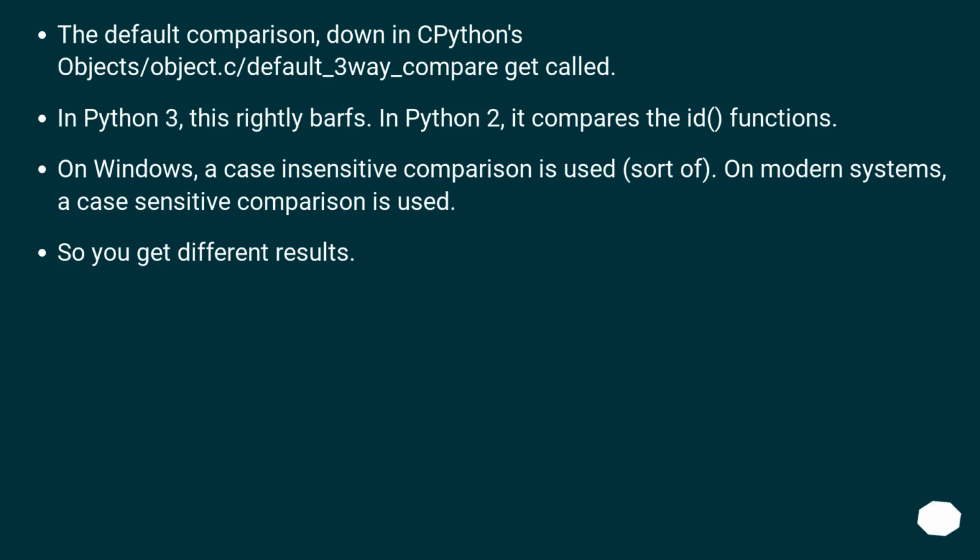The default comparison down in Python's object/object.c default_3way_compare gets called. In Python 3, this rightly barfs. In Python 2, it compares the ID functions. On Windows, a case-insensitive comparison is used, sort of. On modern systems, a case-sensitive comparison is used, so you get different results.